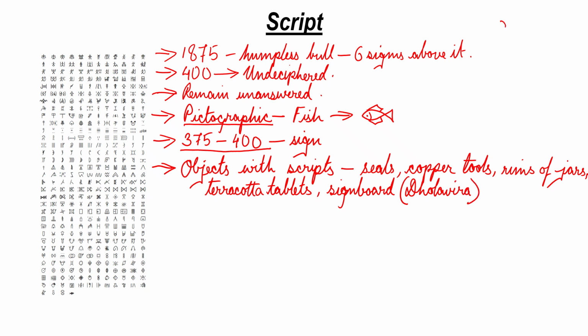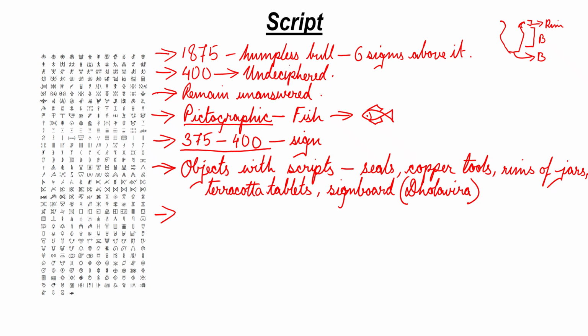A jar may look somewhat like this from the side. So this portion is called the base, this portion is called the body, and this portion is called the rim, which in jars is mainly protruded outside. Inside the rim, sometimes many things were written.